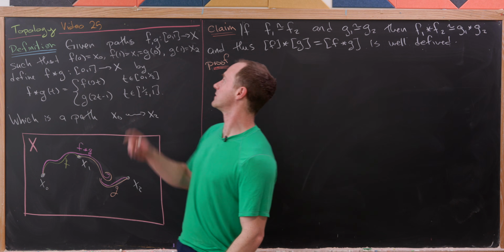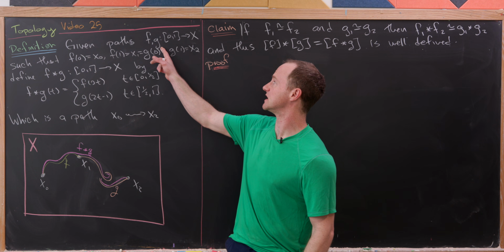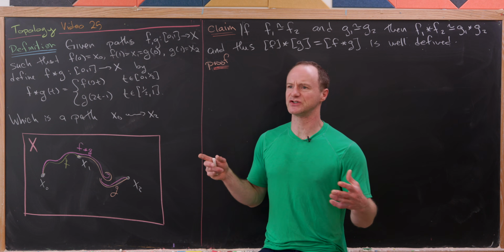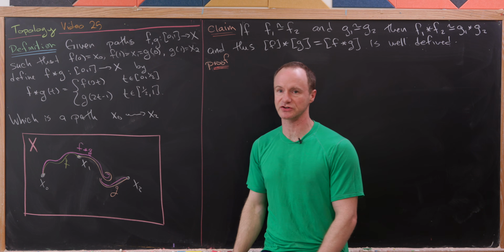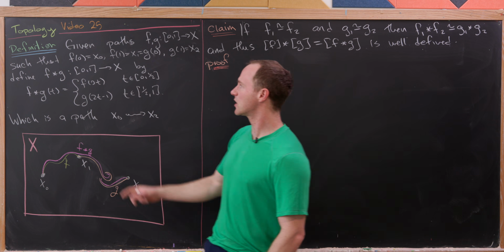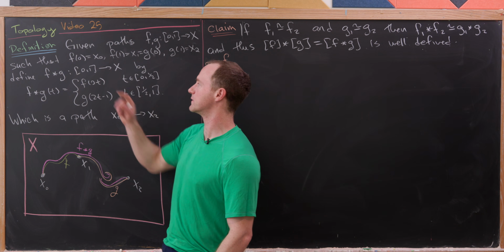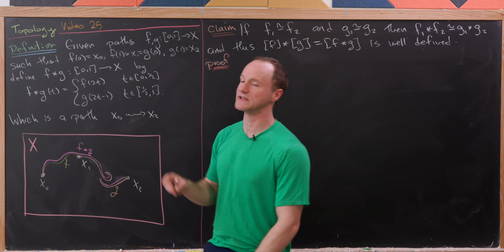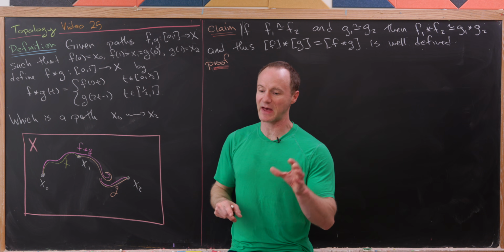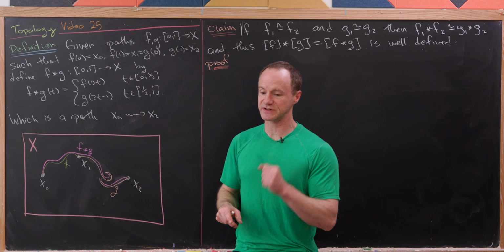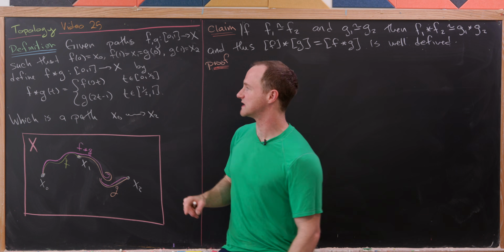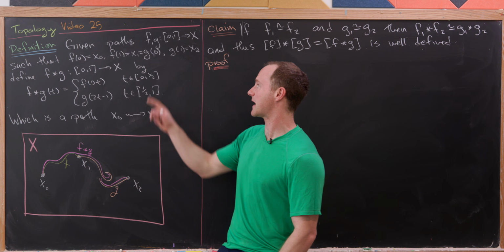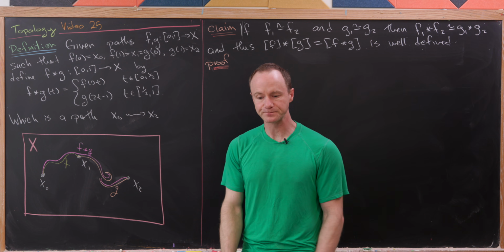So let's say we're given paths f and g, and recall that a path is just a continuous function from the unit interval into a topological space. Here we have the setup where f(0) is x0, f(1) is x1, so f is a path from x0 to x1. And then g(0) is x1, g(1) is x2, so g is a path from x1 to x2.